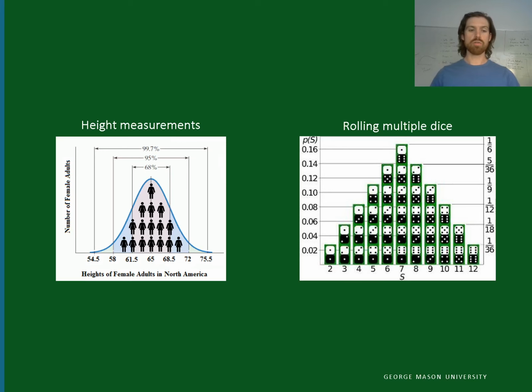So I've already spoken about females. Heights are a good example of this. But then on the right hand side as well, if you had dice and you rolled two of them and then you summed the values that they would produce, you would be more likely to achieve values which were in the middle of the range that you could possibly get, so between 2 and 12.